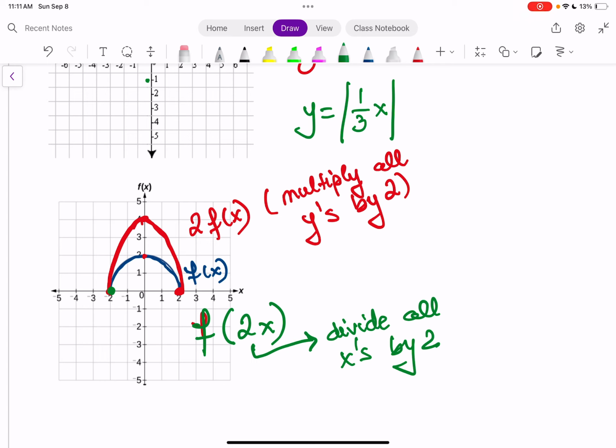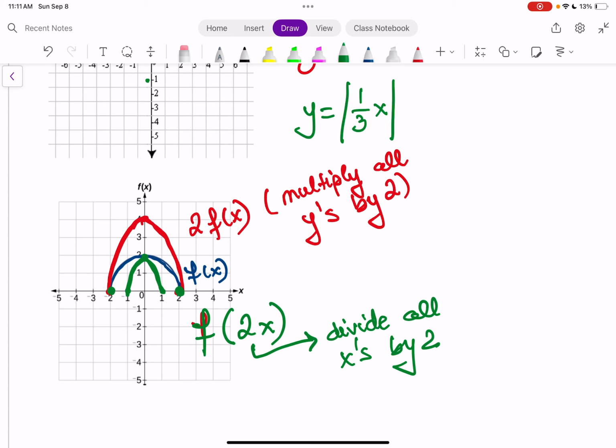So the x coordinate of this original point is -2. When I divide it by 2, it becomes a -1. The x coordinate of this point is 0. When I divide it by 2, it stays a 0. The x coordinate of this point is a 2. When I divide it by 2 it's a 1. So here it is. The graph got compressed horizontally by a factor of 2. Okay, so these are basic transformations. Again, practice is going to make things better.